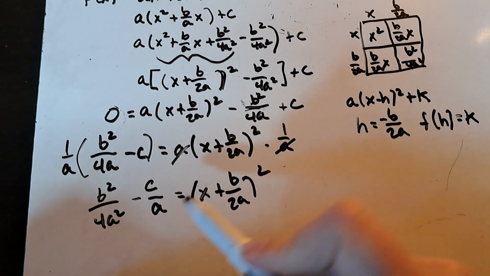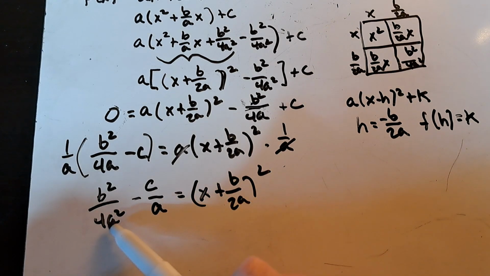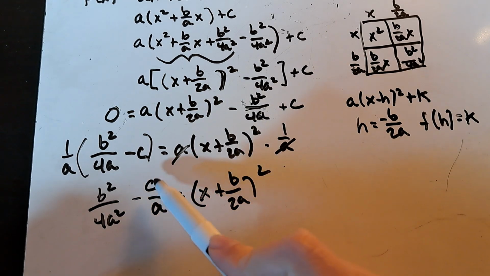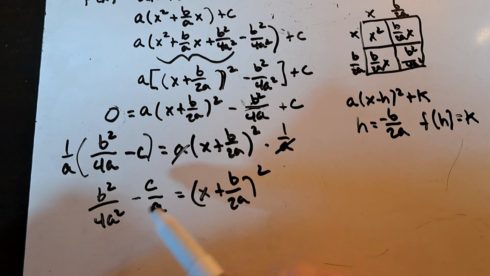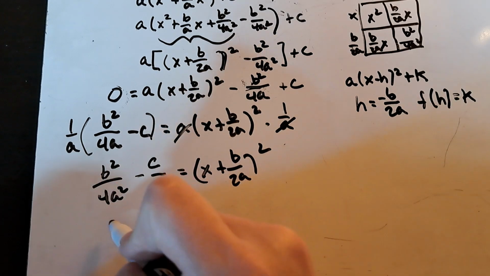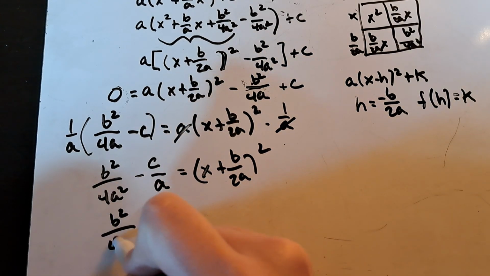Now I'm going to find a common denominator. My common denominator between these two is going to be 4a squared. And in order to get that here, remember that to make an equivalent fraction, I need to multiply the top and the bottom by the same thing. Well, to get from a to 4a squared, I need to multiply this by 4a, because a times 4a is 4a squared. So I'm going to multiply both the top and the bottom of this by 4a. And what that's going to give me, let's just rewrite this.